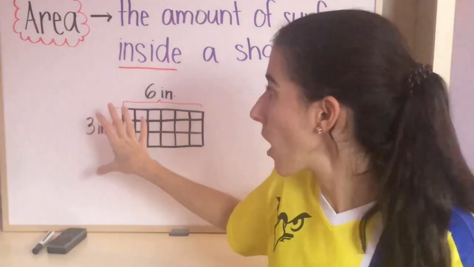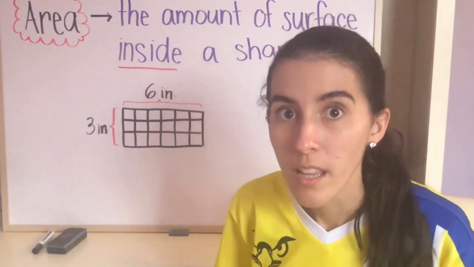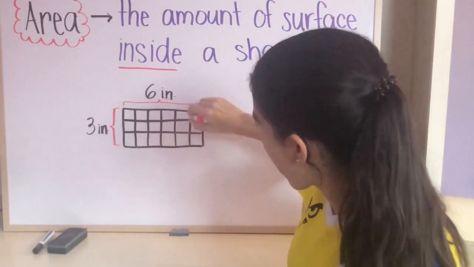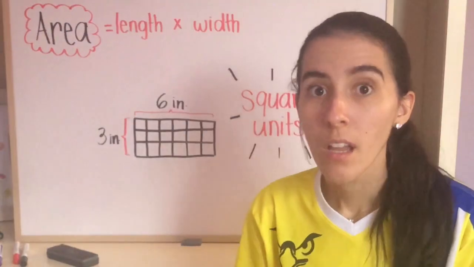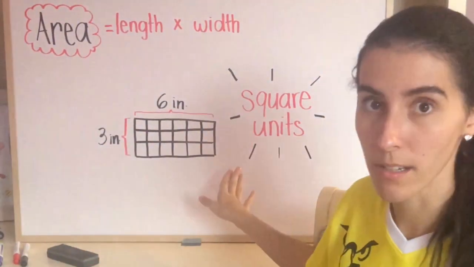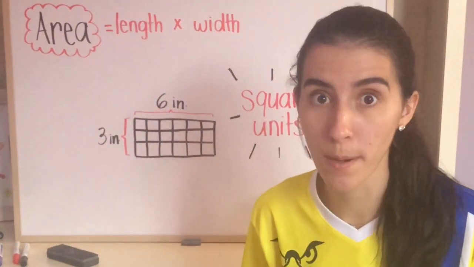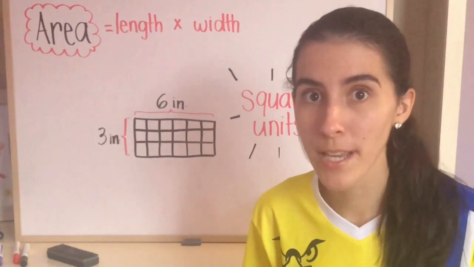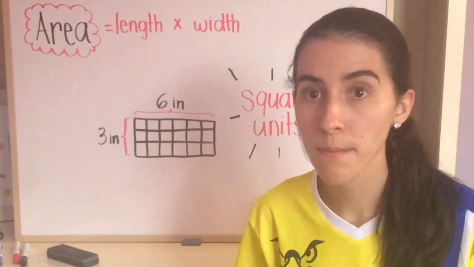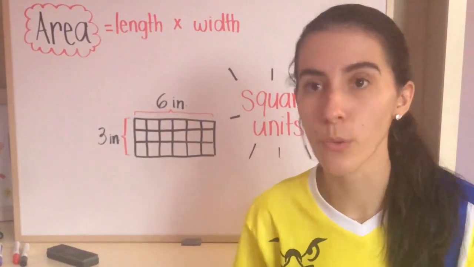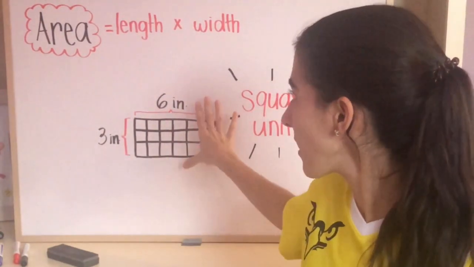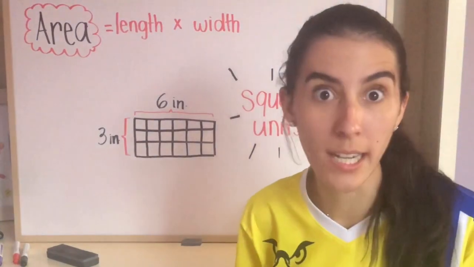That means if I've got this rectangle right here, the area is going to be the amount inside this whole rectangle. The way that we measure area is by using square units, okay? That is super duper important for you to remember, square units. So whether you are measuring in centimeters or inches, your answer is always going to be square centimeters or square inches, sorry. Okay, so I see that this rectangle was measured in inches.